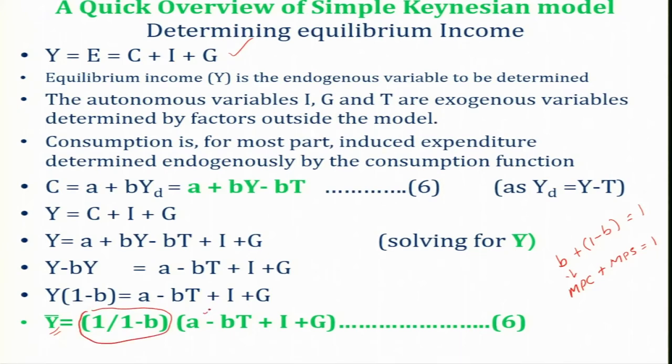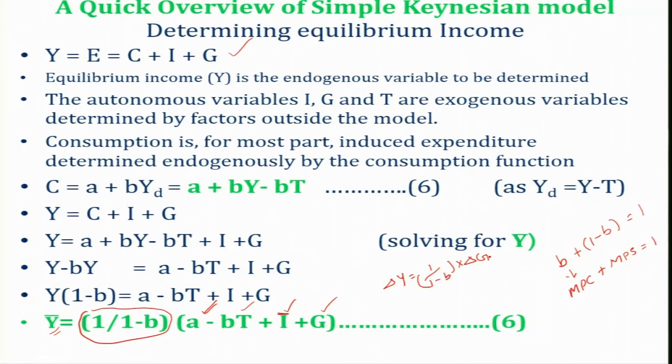On the right hand side, these are all the autonomous variables. A is the intercept: when income is 0, there will be some level of consumption, denoted by A. T is tax, I is autonomous investment in the simple Keynesian model, and G is government expenditure. So, to see any change in, for example, government expenditure, due to a change in government expenditure, income will increase by 1 by 1 minus B, that is the multiplier, times government expenditure. For example, del Y is equal to 1 by 1 minus B, the multiplier, times del G. So this is the simple Keynesian model.